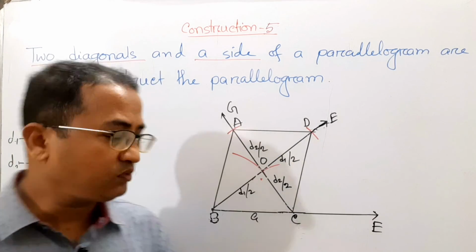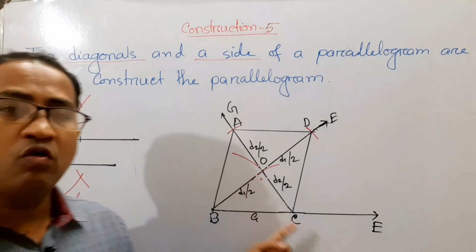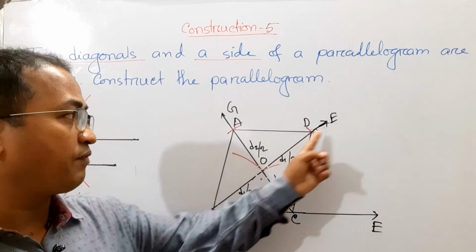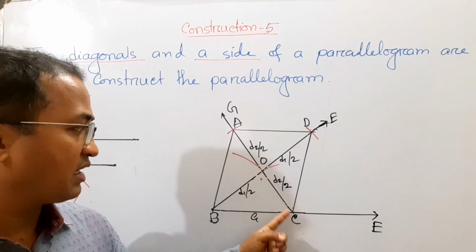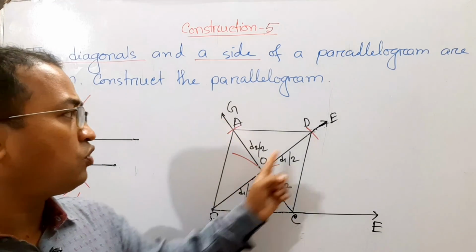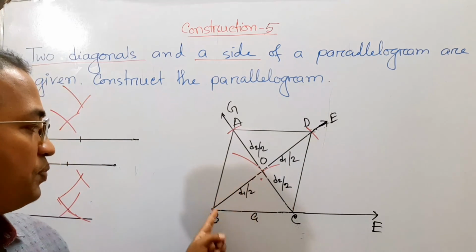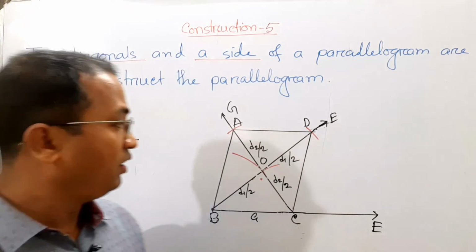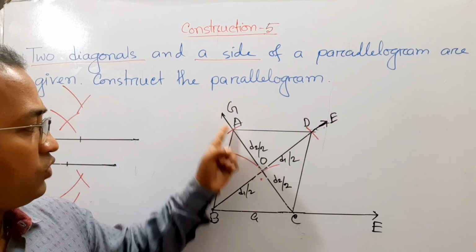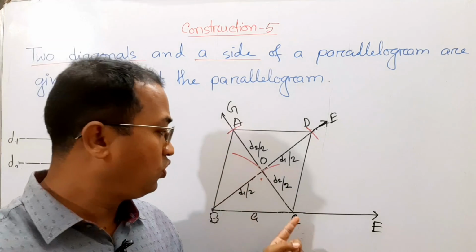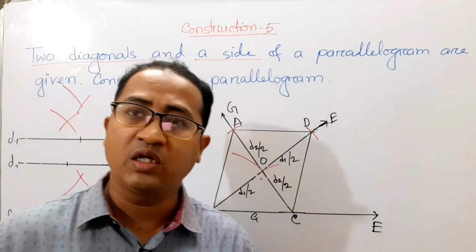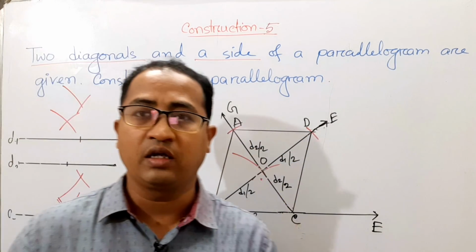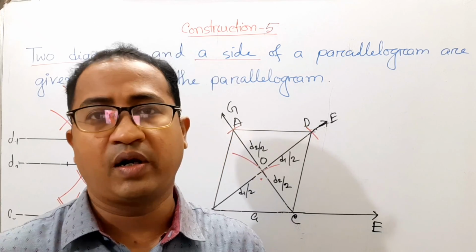Now join OB and OC and expand it. Now join OB and expand it up to E. Now join OC and expand it up to G. From OE, we will take OD equal to OB, that is another half of D1. From OG, we will take OA equal to OC, that is another half of D2. Now join AB, CD and also AD. So ABCD is our required parallelogram.